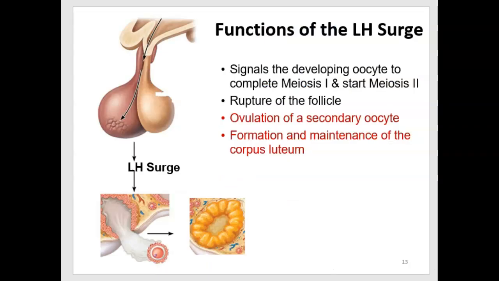So it's important to know what the functions of the LH surge are. The LH surge causes the oocyte to complete meiosis 1 and start meiosis 2. It causes rupture of the follicle and ovulation of a secondary oocyte, as well as the polar body that's attached to it, and it helps form the corpus luteum. That's what the LH surge does.